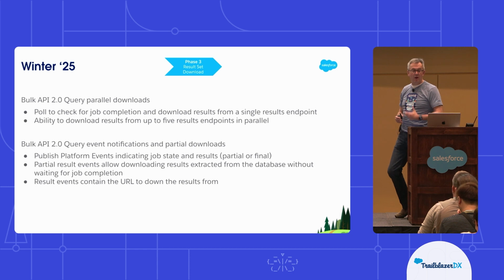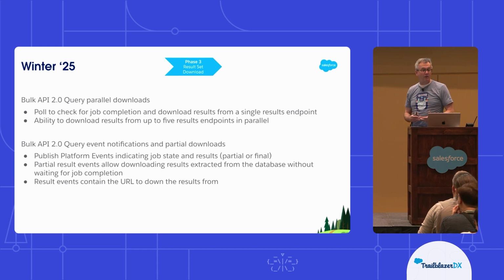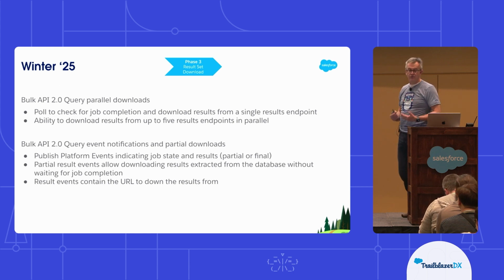So you can start downloading in parallel, and that event will contain the actual URL to download from. You don't have to poll now, checking whether the job is completed. You would just create the job and subscribe to platform events, and we will notify you when those results are available, so you can start downloading while the query is still executing. As I said, both of these are now going into pilot production internally within Salesforce, and at the end of this year, we're hoping to get those GA.